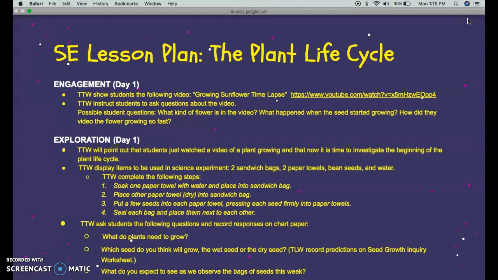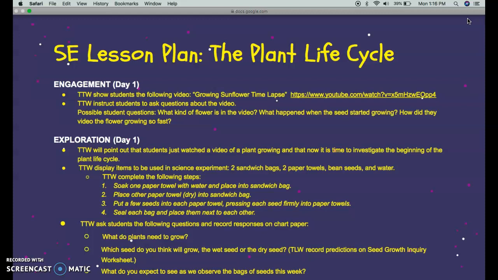Also, on day one, the exploration phase, the teacher will point out that students just watched the video about a plant growing and that it's time for them to investigate. And so they're going to do a quick little experiment. It'll last all week, but they're going to start it this day. They'll have 2 sandwich bags and 2 paper towels, some bean seeds, and water.